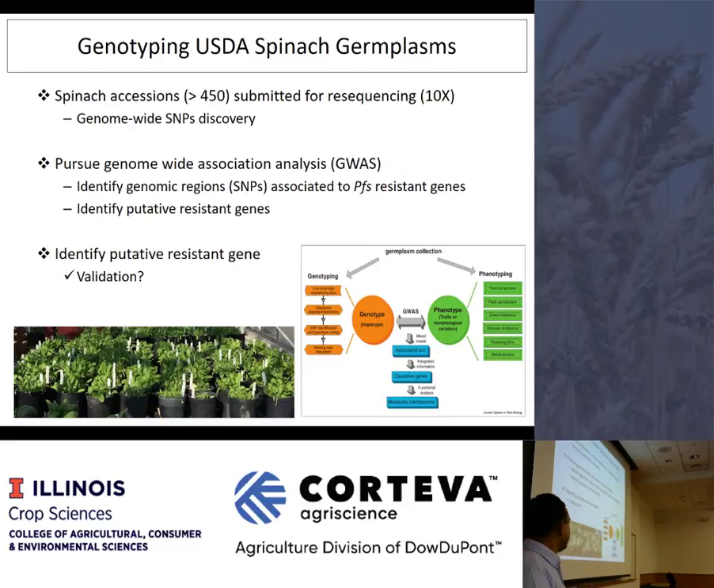Another aspect is genotyping. We submitted all the accessions that were evaluated in the 2 locations for whole genome resequencing, which will allow us to generate millions of SNPs. We'll use these SNPs, or genotype data, as well as the phenotype data to conduct an association analysis. And hopefully, I will get all this done by May or summer next year.